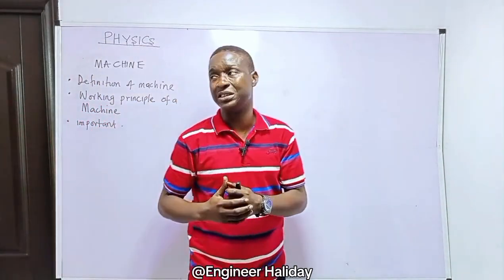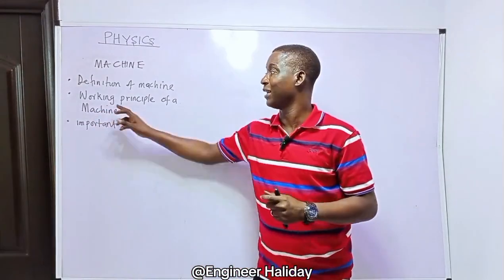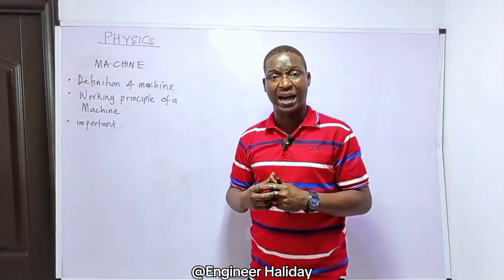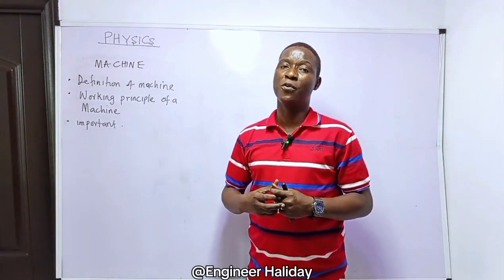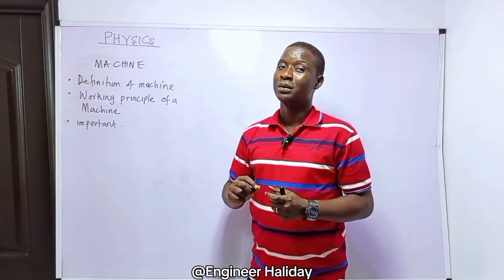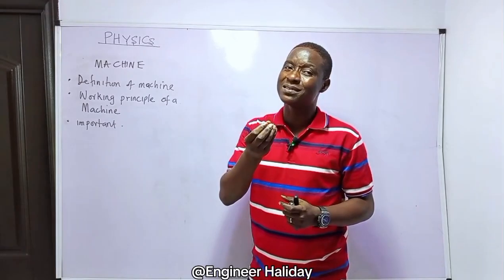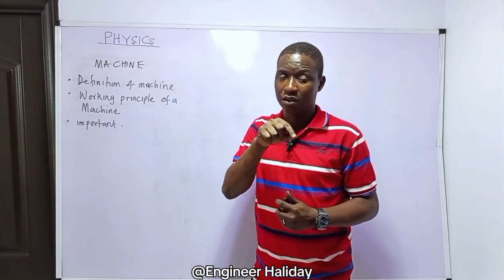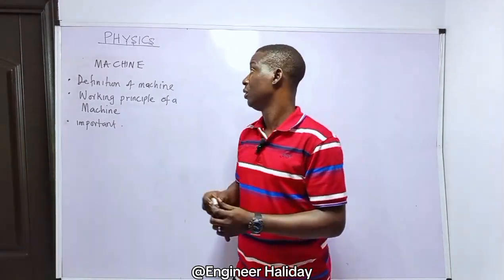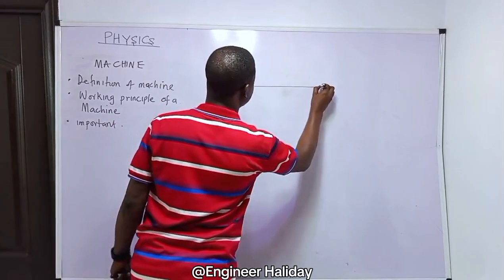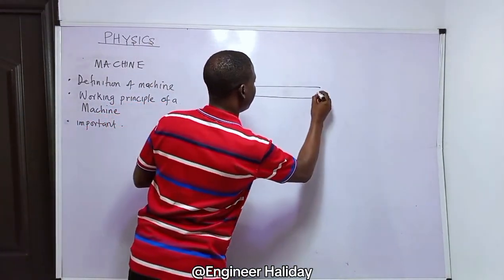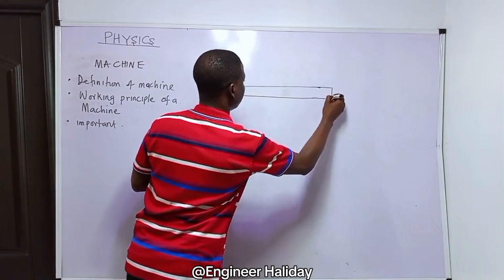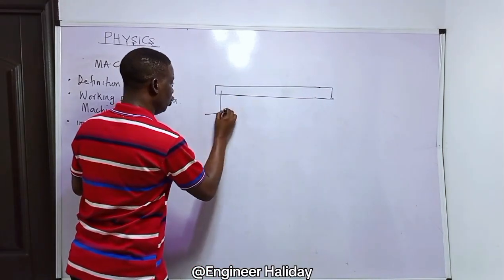What is a machine? Before I talk about the working principle, a machine is a device that enables work to be done conveniently. Therefore, a machine is a device that uses a smaller effort to overcome a bigger load. In other words, what we are saying now is this: if I have a lever of this kind and I have a load here.